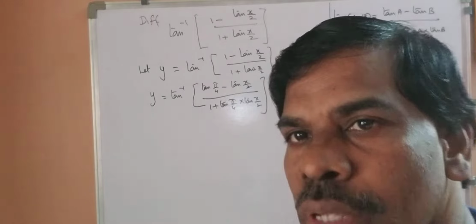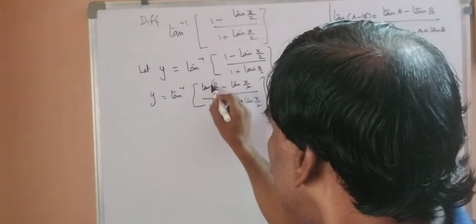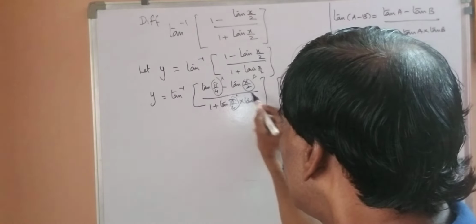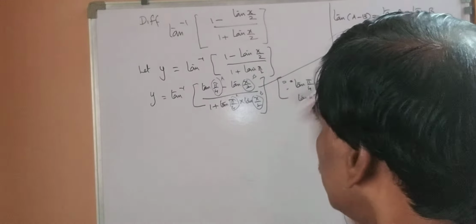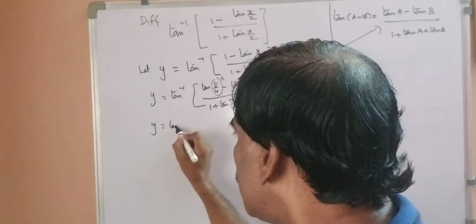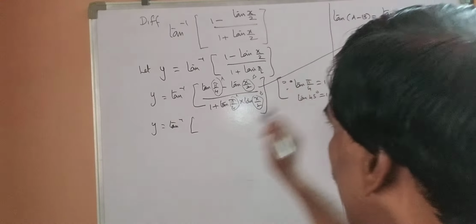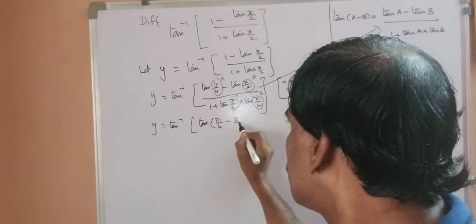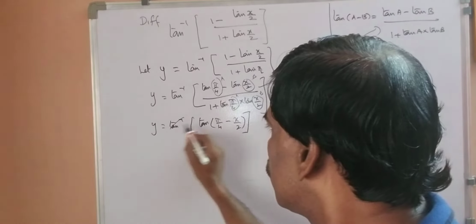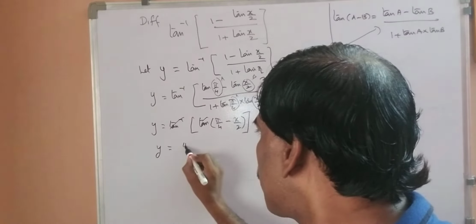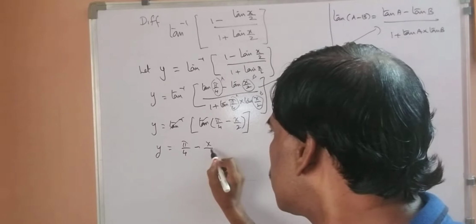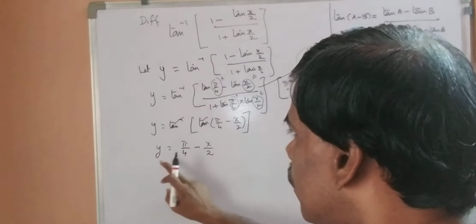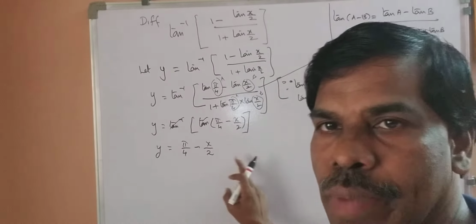Now look at this. This is A, this is B. Compare this. So what will we write? y equal to tan inverse tan of (A minus B). So y equal to pi by 4 minus x by 2. After simplifying, what we got? The function is y equal to pi by 4 minus x by 2.